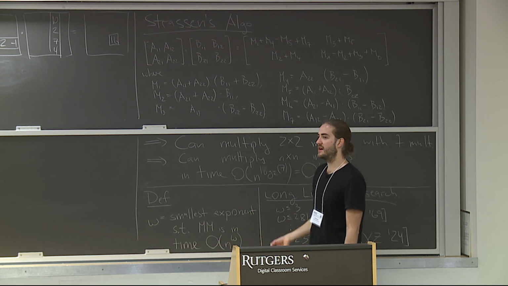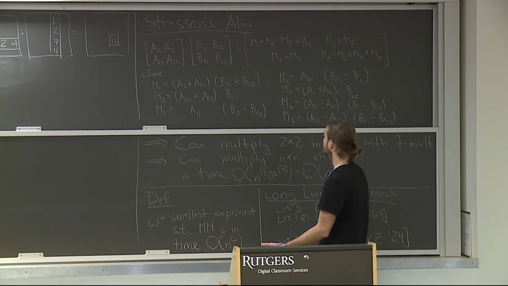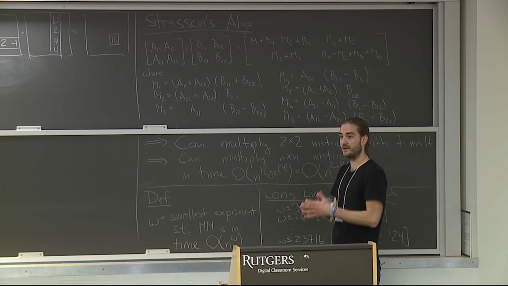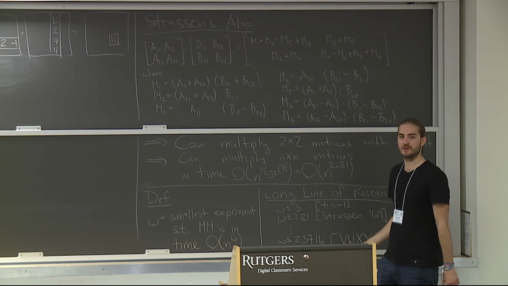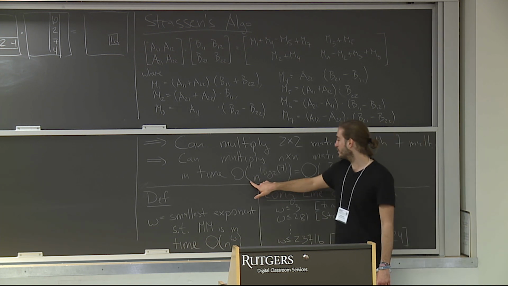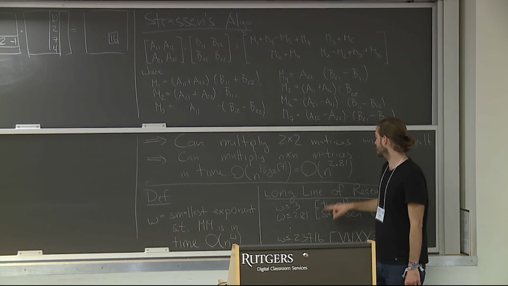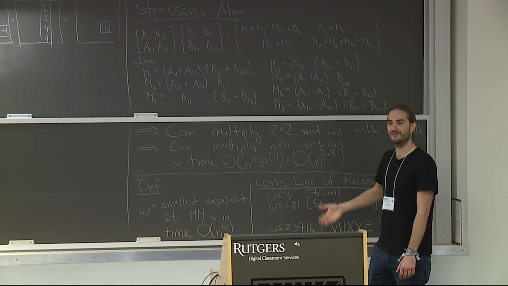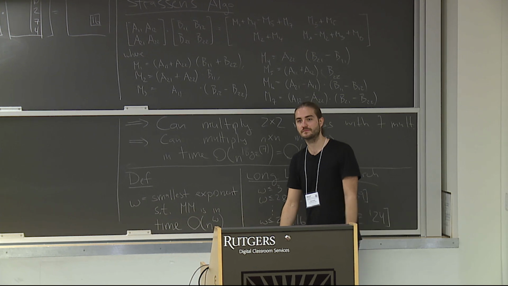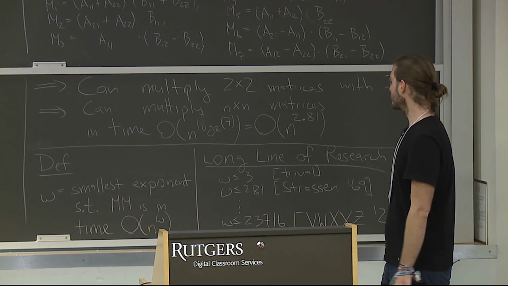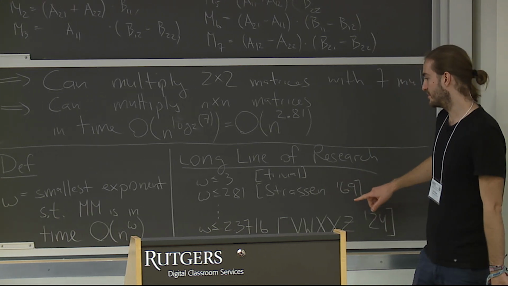The second part of the algorithm is that you can bootstrap this observation to multiply not only 2x2 matrices, but n by n matrices, very big matrices now, with a significant speedup. In particular, the running time you obtain is n to the log base 2 of 7, which turns out to be n to the 2.81. In any case, it's truly subcubic. So matrix multiplication does admit very non-trivial algorithms, and this also led to a longer line of research.